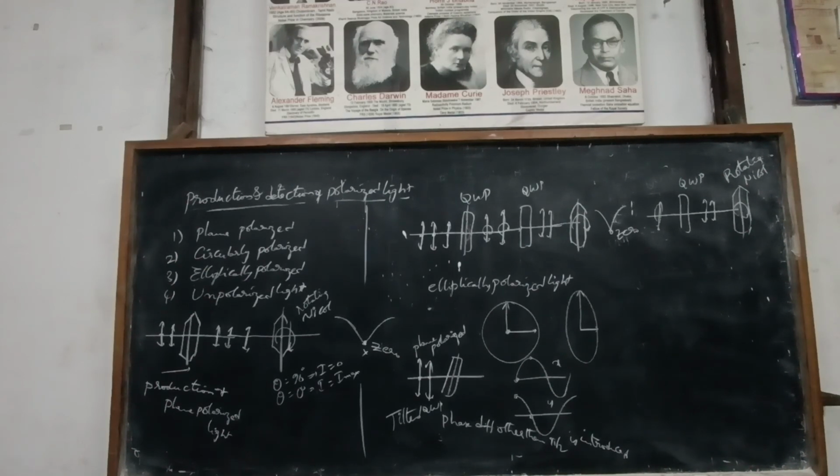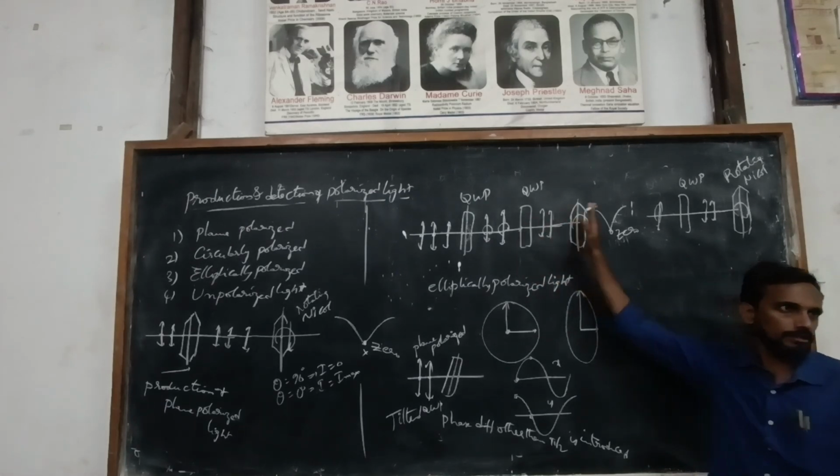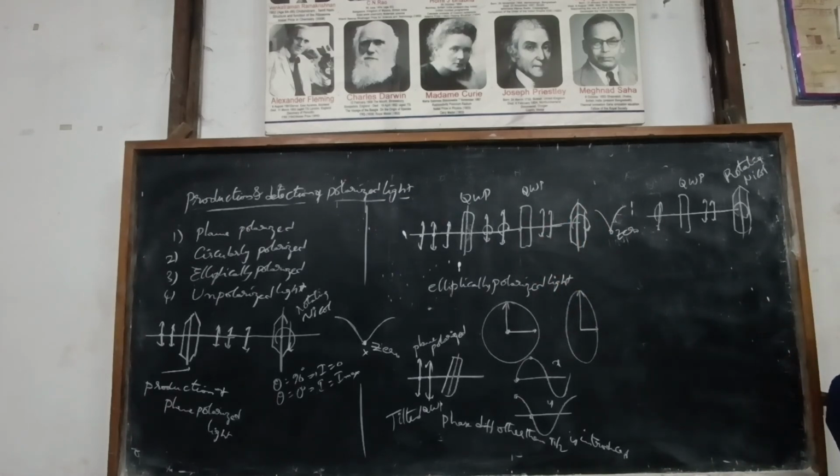Right. So use the same test. Pass it through a quarter wave plate and then a rotating nicol. If the minimum intensity is non-zero, then you will have elliptically polarized light.